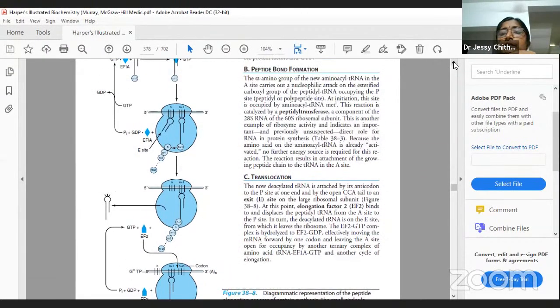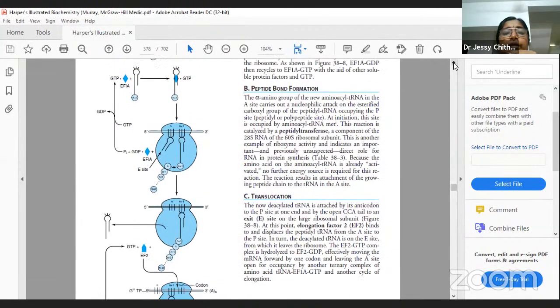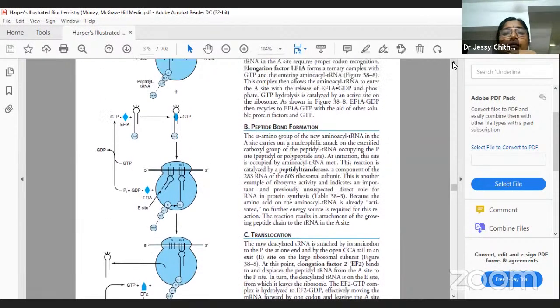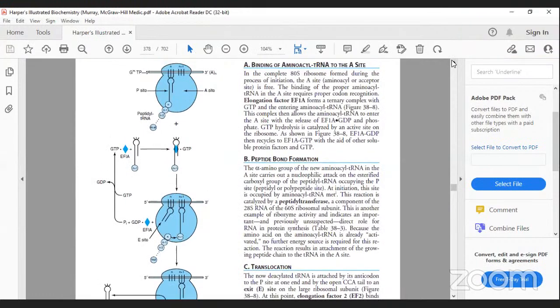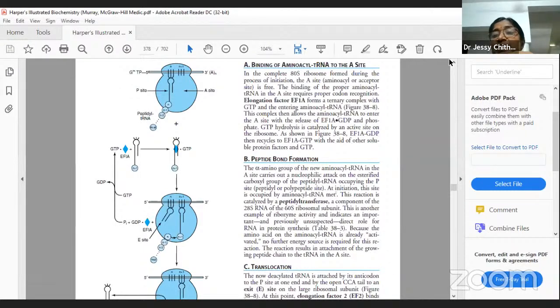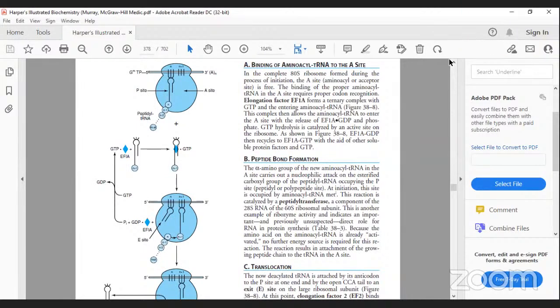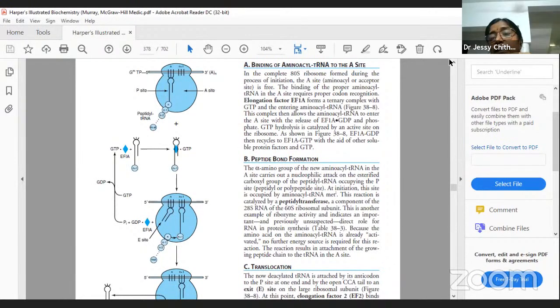Which are the 3 major steps in elongation? Ma'am, identification of the codon. Binding of amino acyl tRNA to A site. Based on the codon in A site, the specific amino acyl tRNA will occupy the A site.